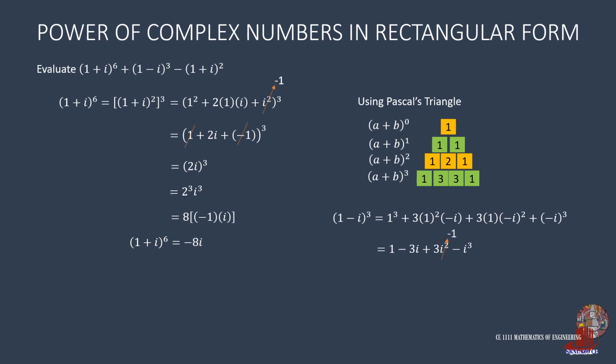i squared is negative 1 and i cubed is negative i. So the outcome is 1 - 3i - 3 + i. That can be simplified as -2 - 2i.